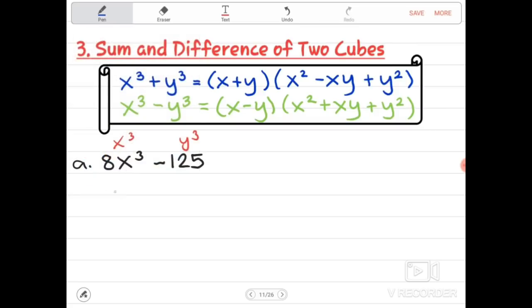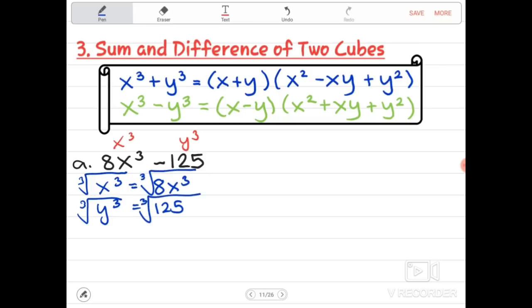So, ang x cube natin dito is 8x cube. Then, ang y cube natin is equal to 125. Get the cube root. Kasi ang kailangan lang natin is x and y. So, cube root of x cube, that is x, is equal to cube root of 8x cube, that is 2x. How about for y? Cube root of 125, that is 5. So, now we have the value of x and y. The value of x is 2x, the value of y is 5.